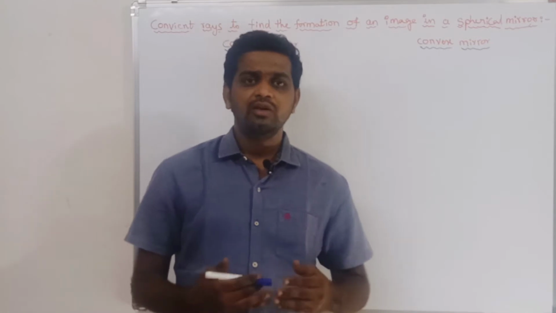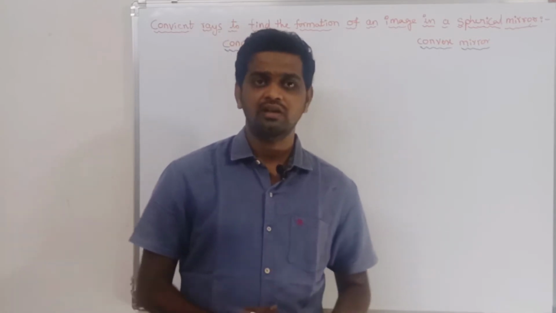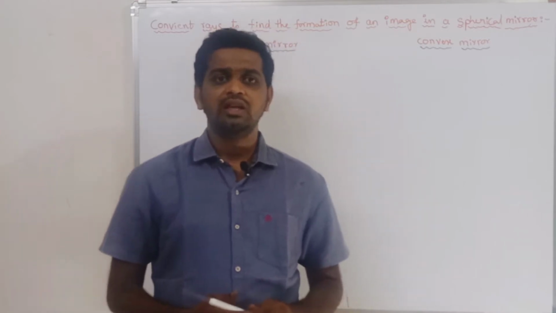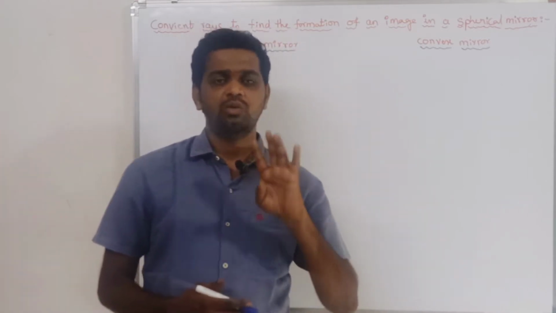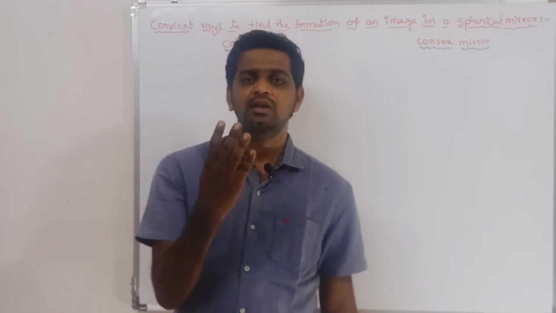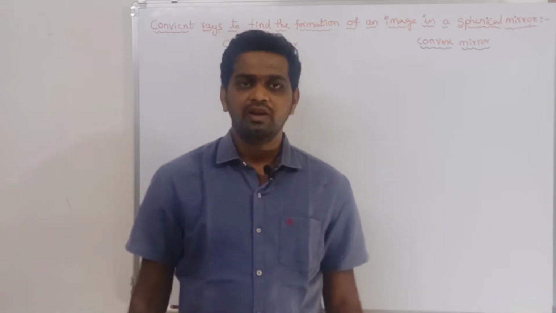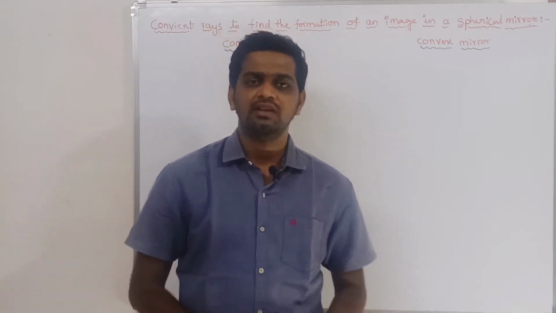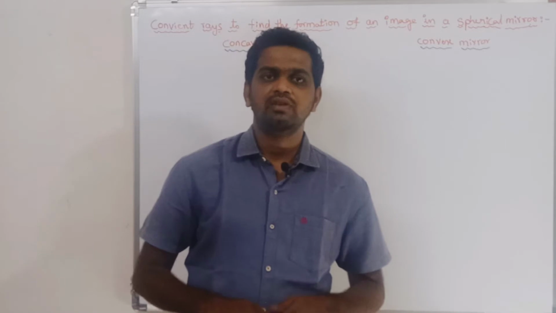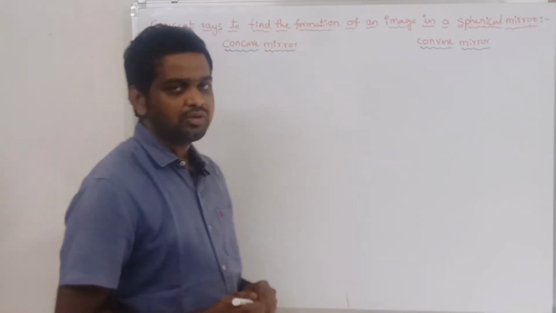So we know, children, in order to find out the image characteristics of an object when we place the object in front of a spherical mirror, we should take any two convenient rays out of 4. So in total we have 4 convenient rays, or rules. By applying any 2 rays, you can find out the image characteristics as well as the position of the image when you place the object in front of a concave mirror. So let us discuss the rules.